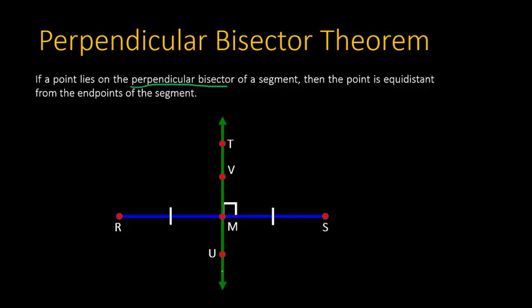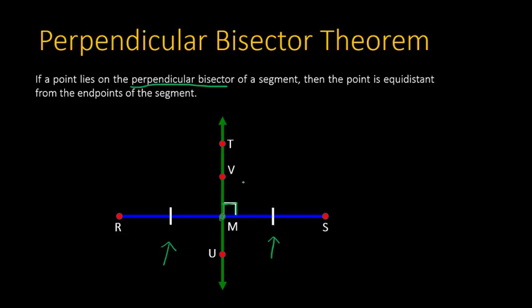So in this example, I've got this green line that's my perpendicular bisector, right? And it's bisecting line segment RS. I can see that because I see that RM and MS are congruent, which means that M must be the midpoint of these two segments. And I can also see this perpendicularity symbol. So I've got this line in green, that's my perpendicular bisector.